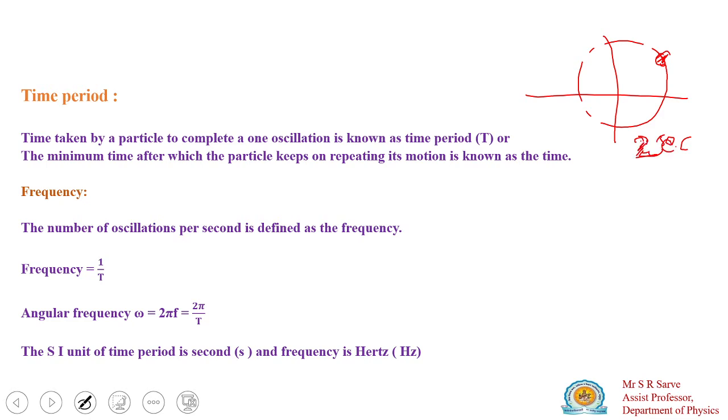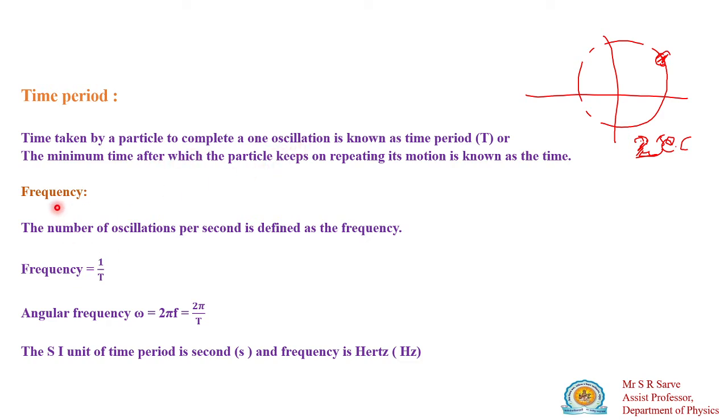So what is meant by time period? The time taken by the particle to complete one oscillation, or it is also defined as the minimum time taken after which the particle keeps repeating its motion. What is the unit of time period? The unit of time period is second.